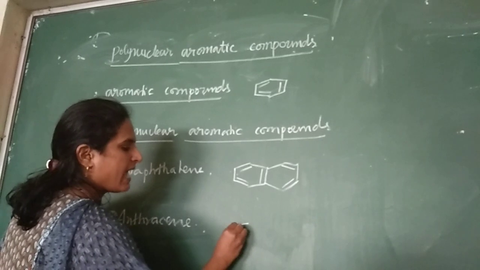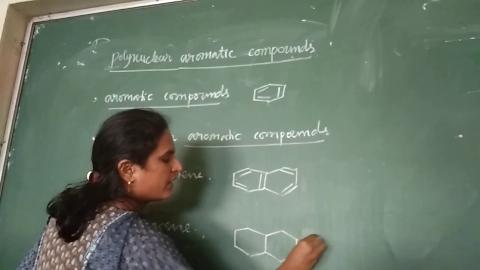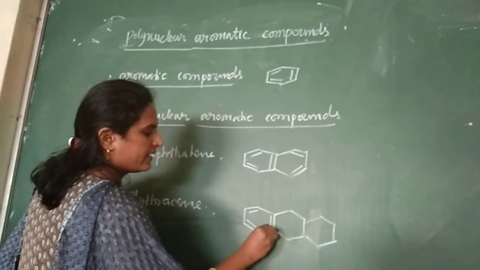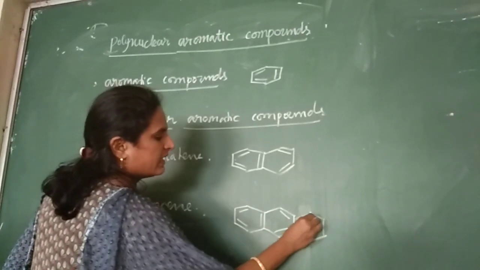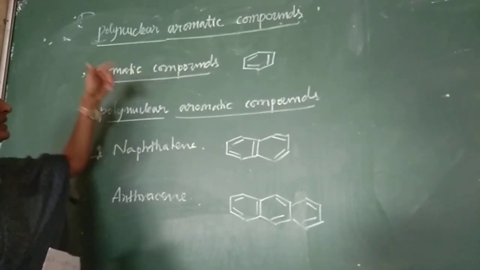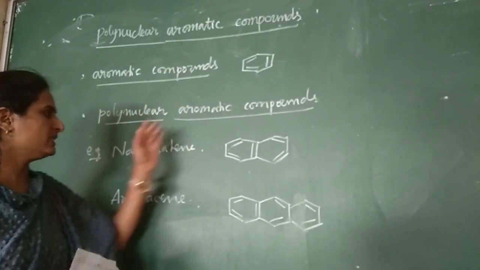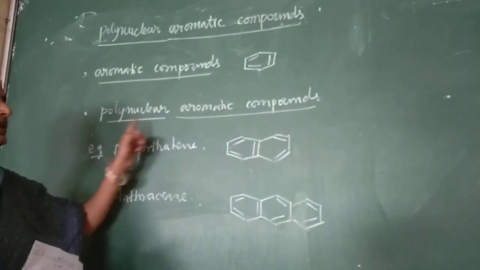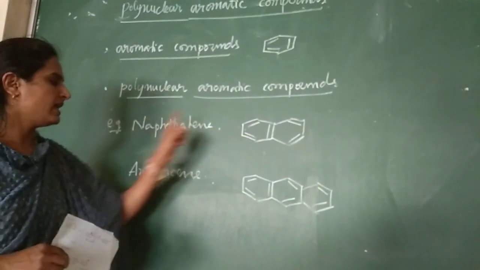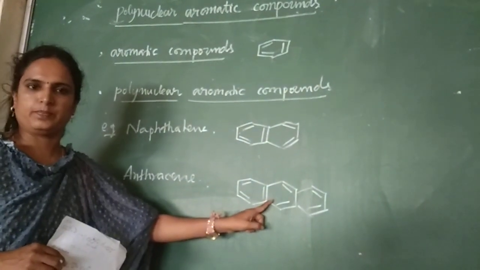Like this, in anthracene, three benzene rings fused together to form the anthracene compound. Here also alternating double and single bonds are present. Okay. So we covered aromatic compounds, the definition of polynuclear aromatic compounds, and examples: the structure of naphthalene is like this, and the structure of anthracene is like this.